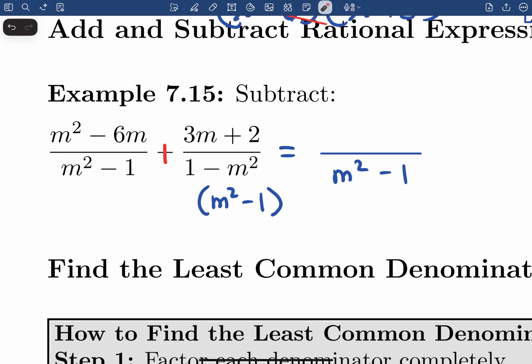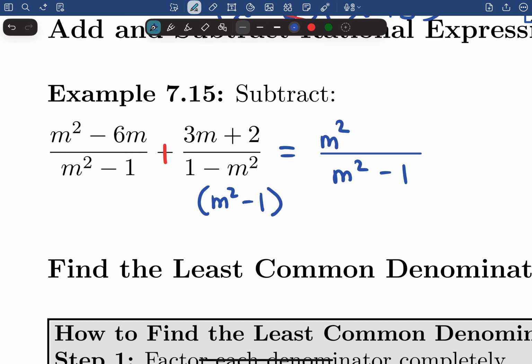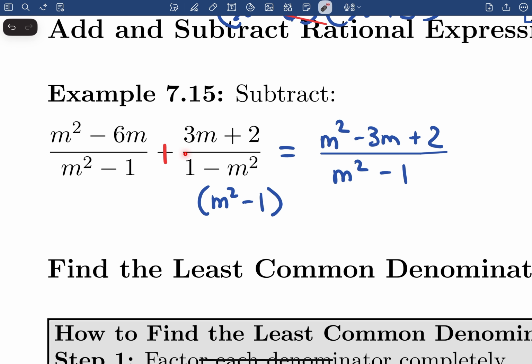Well, I've got the quadratic term, right? The highest power is 2, so that's called the quadratic term. We write that first. And then the linear terms are negative 6m, and we add 3m. And negative 6m plus 3m is negative 3m. And now I have the constant plus 2. That was the only constant in the numerator. And there you go. I've now taken these two rational expressions and I've written them as one rational expression.